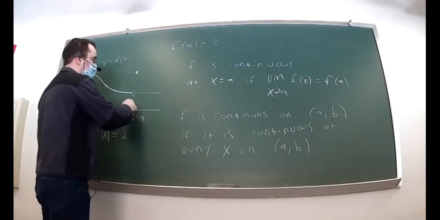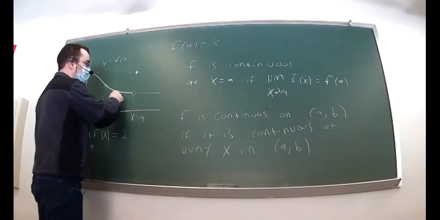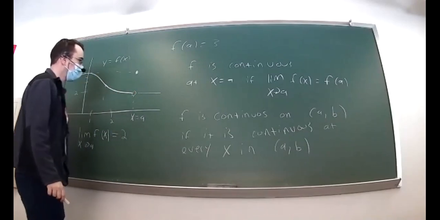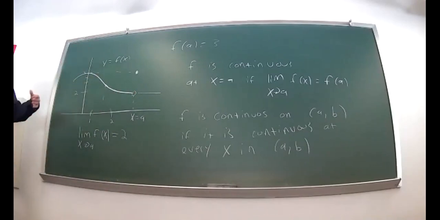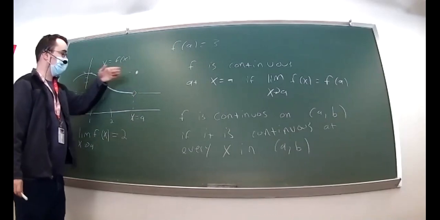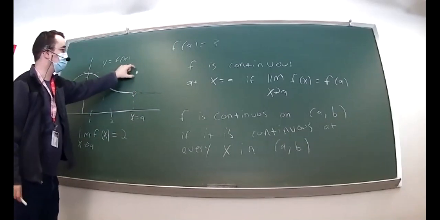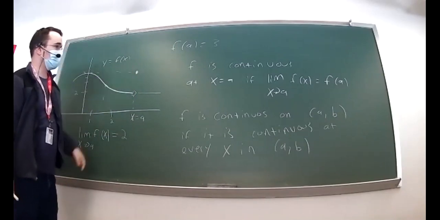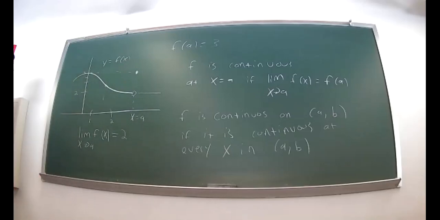This x equals a appears to be the only point where the limit of f as x goes to a is not equal to f of a, because you have this upwards jump.